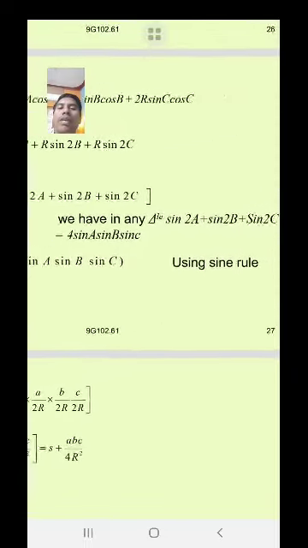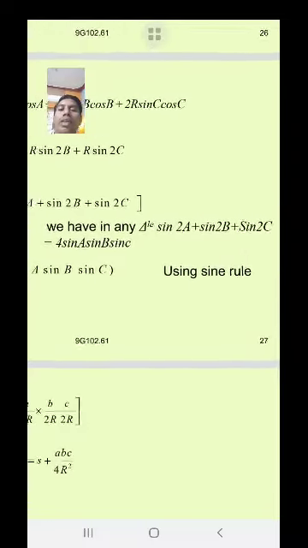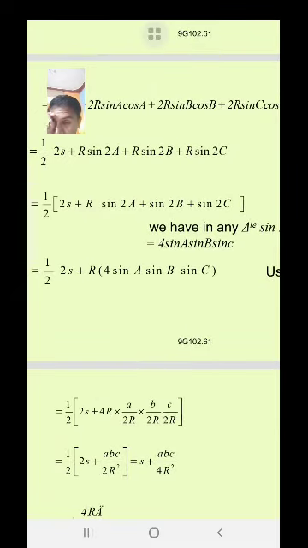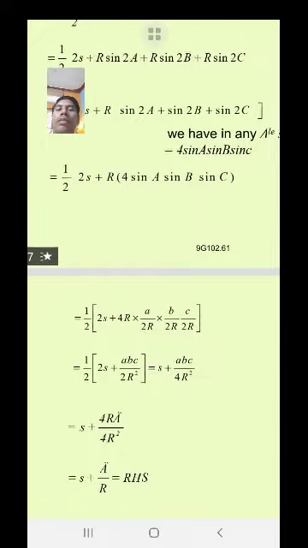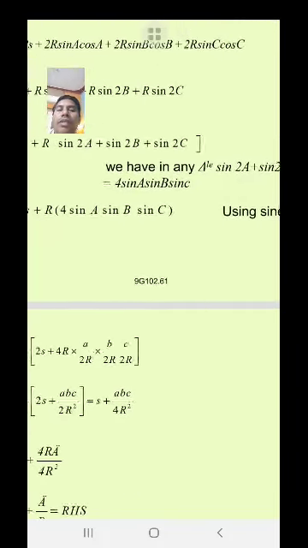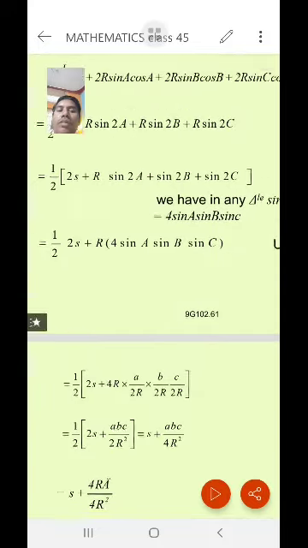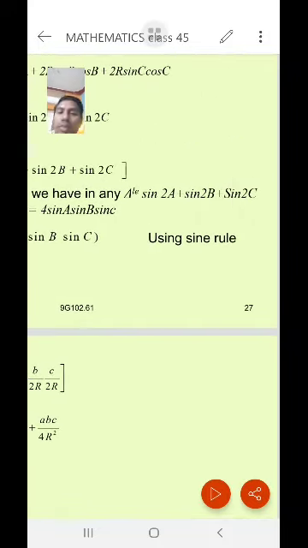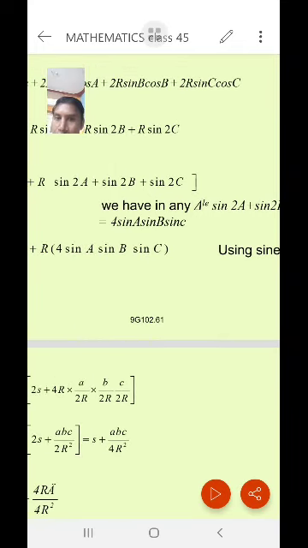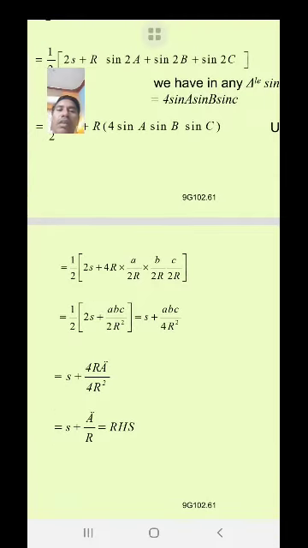We have in any triangle sin 2A plus sin 2B plus sin 2C equals 4 into sin A sin B sin C. So half into 2s plus R into 4 sin A sin B sin C. This we already proved in transformations, so from that, or you can consider it as a formula, sin 2A plus sin 2B plus sin 2C equals 4 sin A sin B sin C. This is already proved in the transformations.